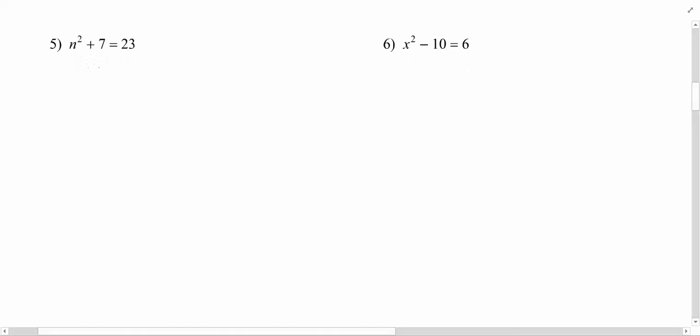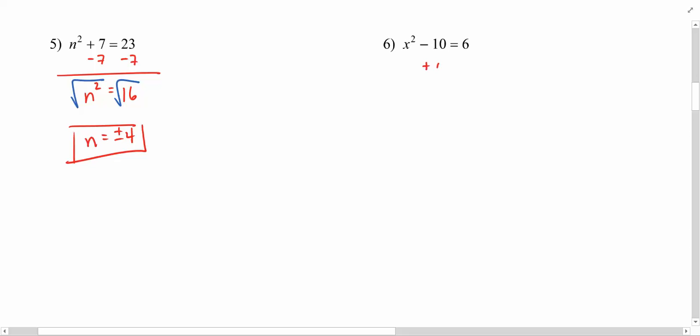Now when we solve number 5 and number 6, the work is still very similar. We're trying to isolate the variables, and in order to do that we should move this constant value first. I'll move it to the other side of the equation by subtracting 7 from both sides. This leaves us with n squared equals 16. Now when we square root both sides of the equation, we're left with n equal to a positive and negative 4.